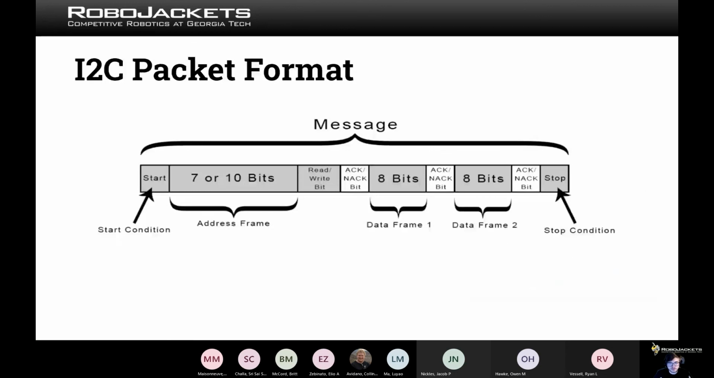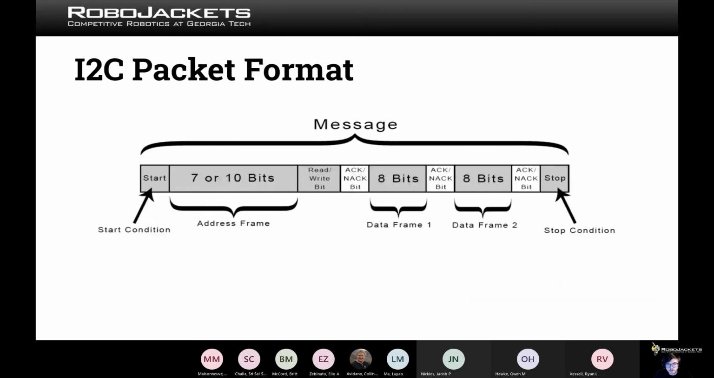There are consistent sets of ones and zeros, and information being conveyed so that two devices can successfully communicate and pass information. So there's a start condition. That is a way for the receiving end to say, okay, I know this is the start of the message. Then you have your address frame.